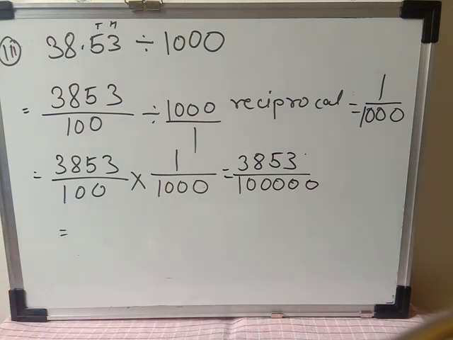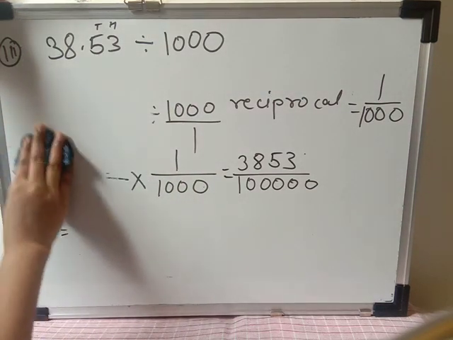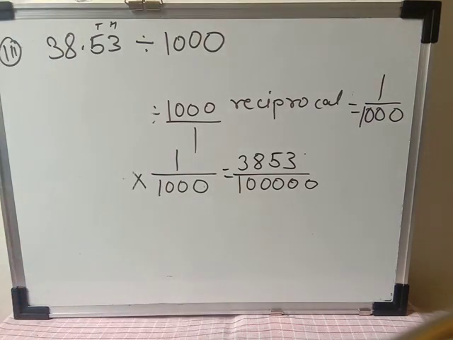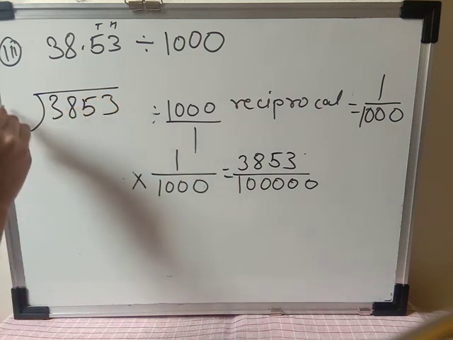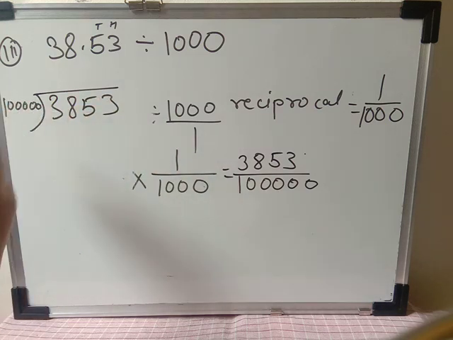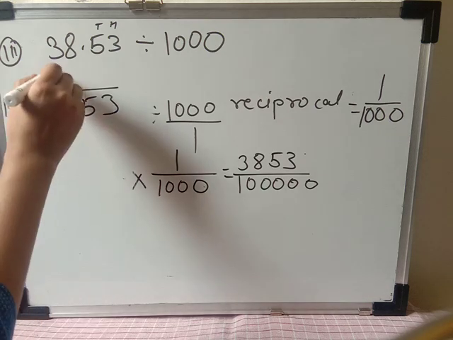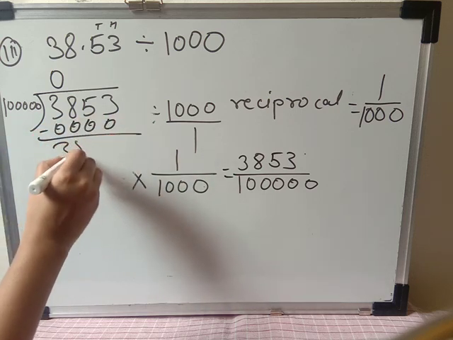Okay, so student, let's do the division of all these numbers. So here I'll do the division. I'm going to rub this side. I hope you have written in your notebook. So here, 3853 divided by 1 lakh. Okay, 1 lakh. We can't divide 3853 because it is less than 1 lakh. So divide with the 0.